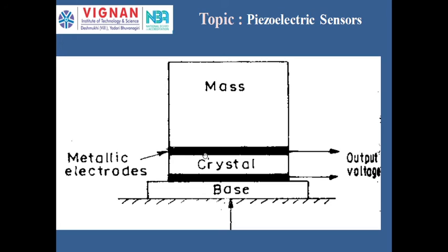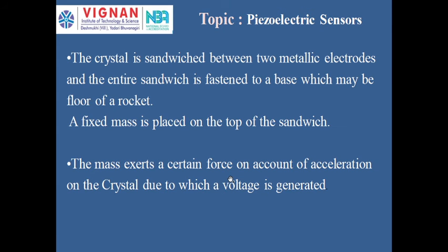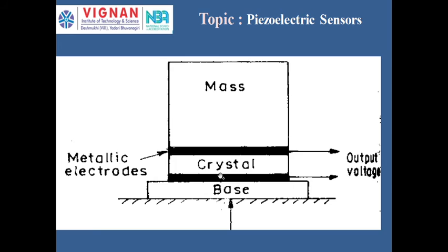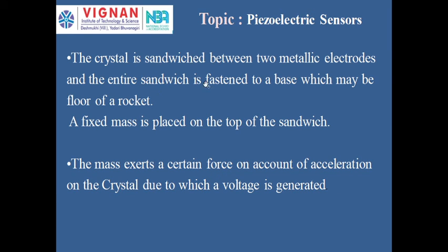If you observe this normal piezoelectric sensor, generally the piezoelectric crystal is sandwiched between two metallic electrodes, and on the top side we are providing some mass, whereas in the bottom we have the base. This arrangement can be used for measurement of force as well as vibrations. In this diagram, the crystal is sandwiched between two metallic electrodes, and the entire sandwich is fastened to a base which may be the floor of a rocket.